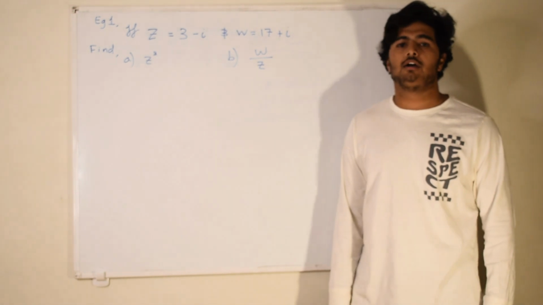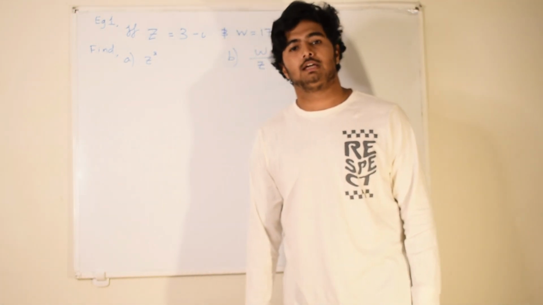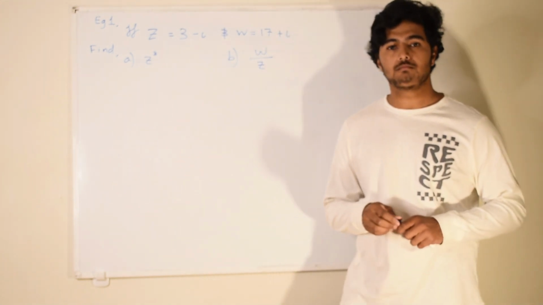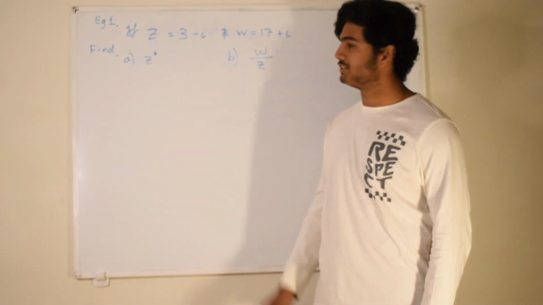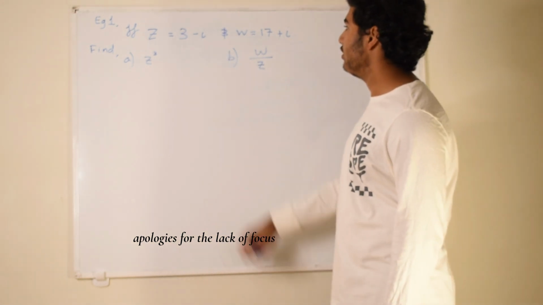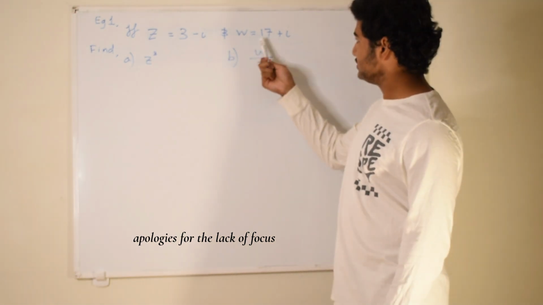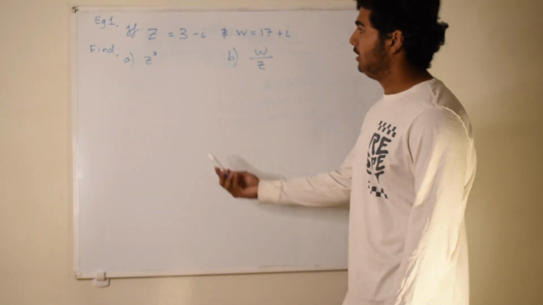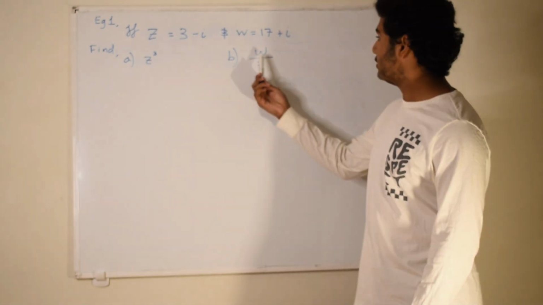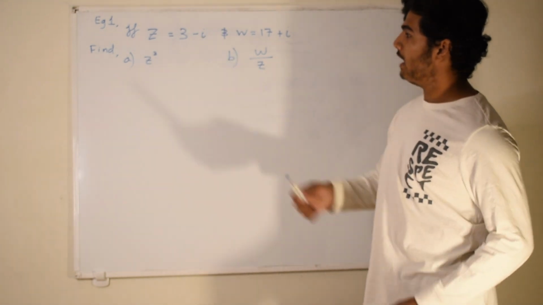So in today's video, we'll be talking about the arithmetic, quadratic, and different forms of complex numbers. So as we can see here, we've got our first example, which says, if z equals 3 minus i and w equals 17 plus i, find z cubed and w upon z. So we'll start with A.